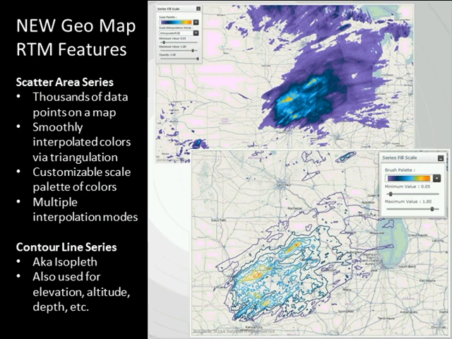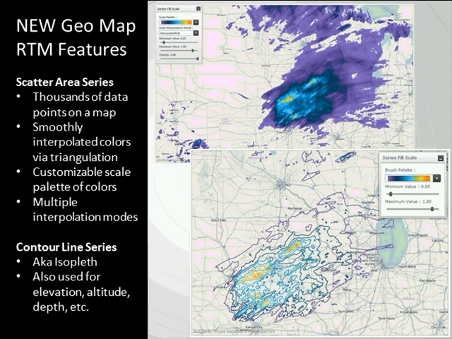So for example, if you have data like here that shows precipitation levels on the map, then you can see where the precipitation levels are higher, where they're lower. And so, for example, the yellow color shows you where the precipitations are higher. And you can also pick multiple interpolation modes. I'll show you in a sample.